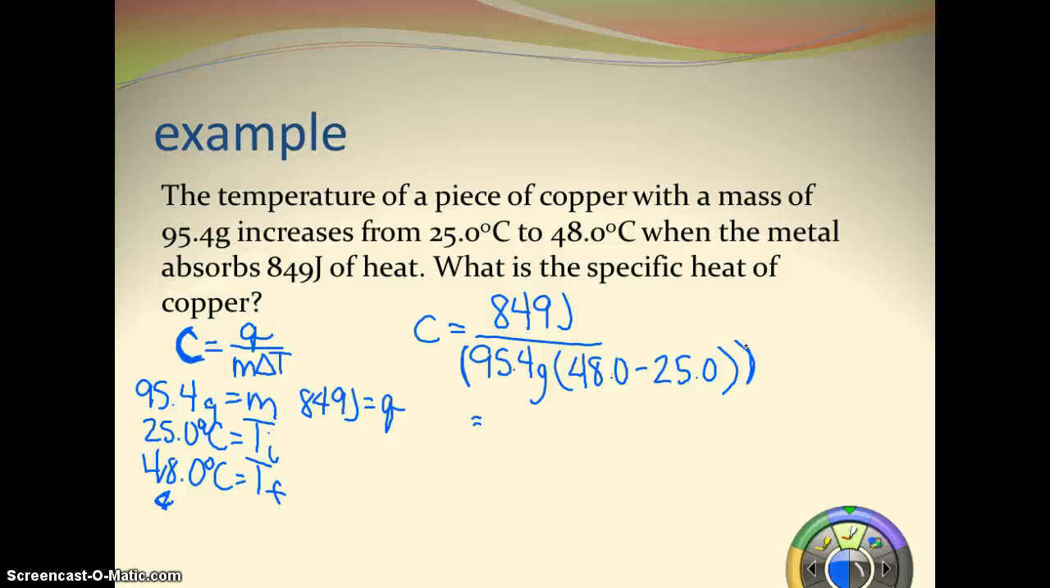And looking for sig figs, you're going to want to keep it at 3. So you should get 0.387. And this is a derived unit, so you're going to have to keep each of the units that is here. So it is joule per gram degree Celsius is our unit for this specific heat.